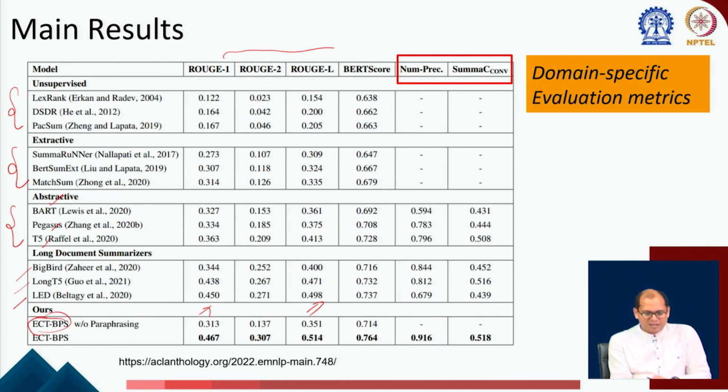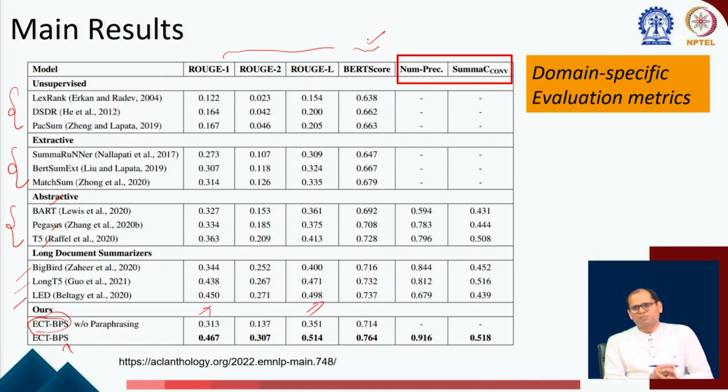That was the name for the module, and it gave even better results than the LED, because it was very task specific, because you knew that you have to extract some sentences and then do paraphrasing. So that's what it was doing, and it was getting much better results. So these are the standard metrics.